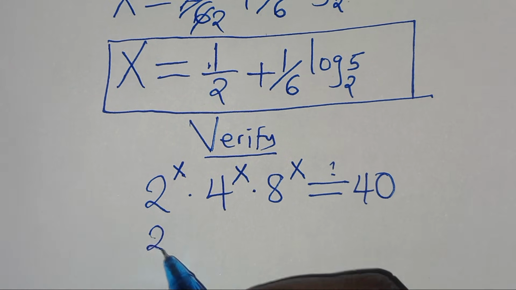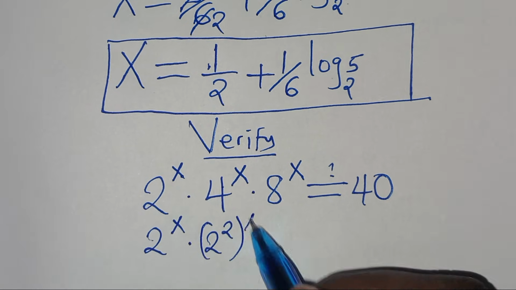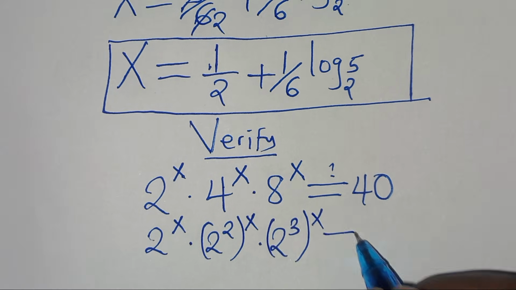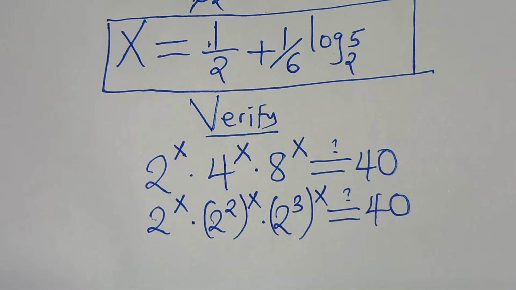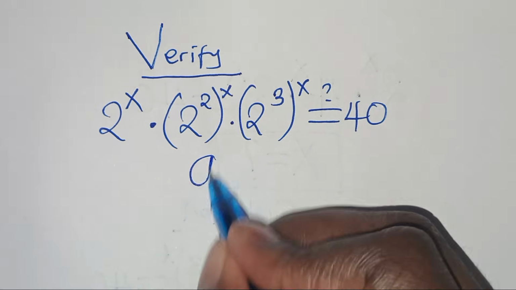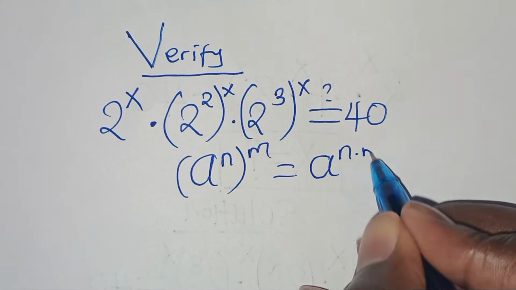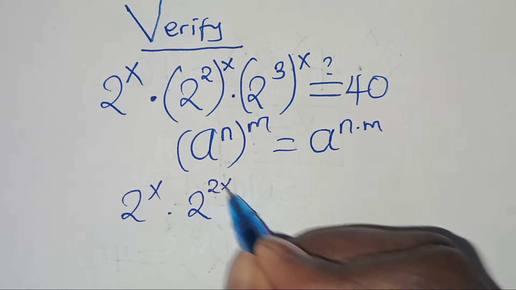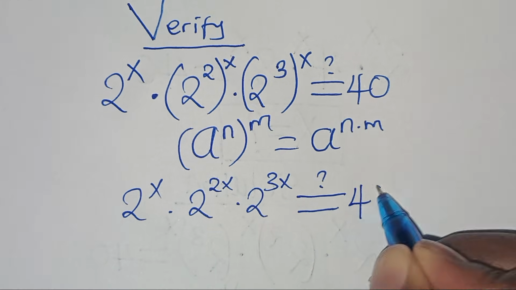So this is 2 to the power of x times 4, which is 2 to the power of 2, raised to the power of x, times 2 to the power of 3, raised to the power of x. This is supposed to give us a value of 40. Now 2 to the power of 2 to the power of x and 2 to the power of 3 to the power of x is in the form of a to the power of n raised to the power of m, which we can express as a to the power of n times m. So we have 2 to the power of x times 2 to the power of 2x times 2 to the power of 3x. This is supposed to give us a value of 40.